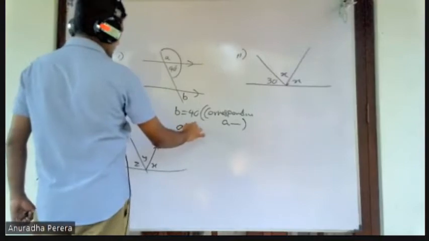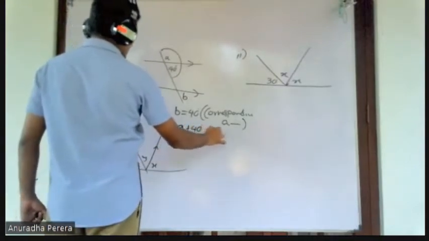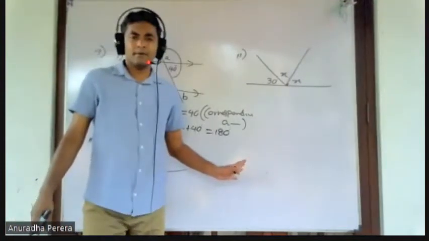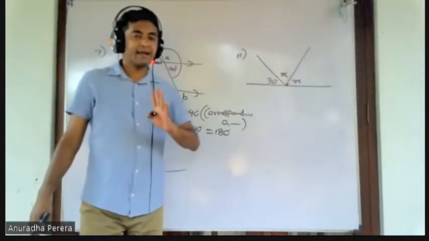A plus 40 equals 180. A is 140. What's the reason? If you mention the reason, what is it? Angles on a straight line.